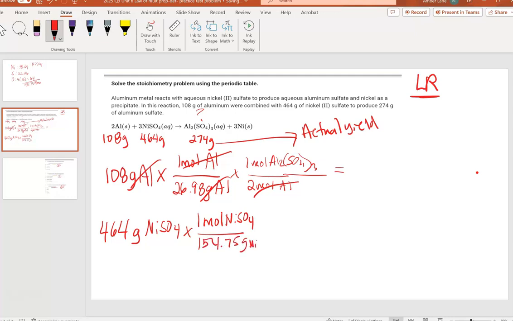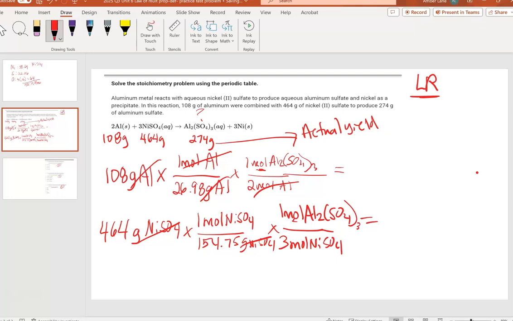154.75 grams of NiSO4. So grams are gone. I'm sitting at moles of nickel(II) sulfate. Now I have to come up here and use my mole ratio. So now I'm going to use my 3-to-1 ratio. I have 3 moles of NiSO4. I always want my matching substances to be diagonal. That is the same as 1 mole of Al2(SO4)3. Now I'm going to calculate. Now don't forget, these are both going to be moles.